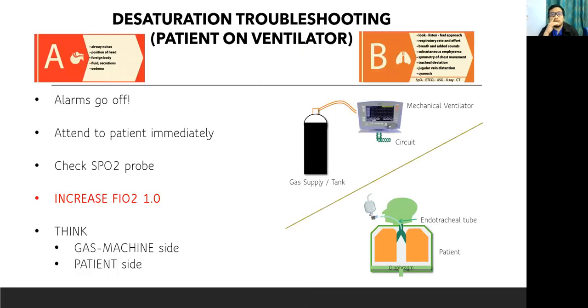Talking about A and B, when you combine them, maybe it's important to explain desaturation troubleshooting when the patient is on a ventilator.